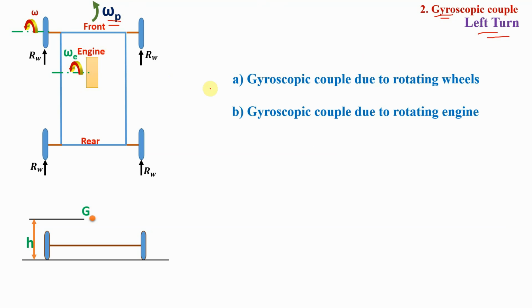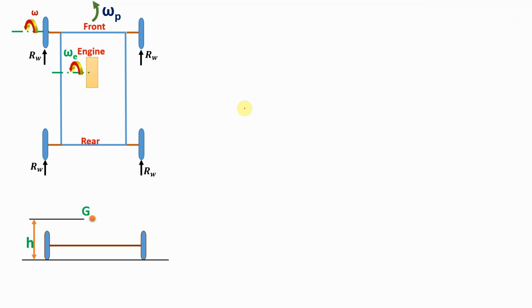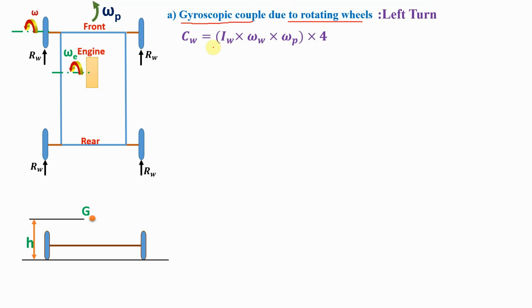Now when it is taking a left turn, it will change the direction of the axis of rotation of the wheels and the direction of the axis of rotation of the engine. So there will be two gyroscopic torques acting on the vehicle while it is taking a left turn. First one, we will find out the reactions offered by the ground due to gyroscopic couple because of the rotating wheels. We know that the magnitude of gyroscopic torque is given by I omega omega p.